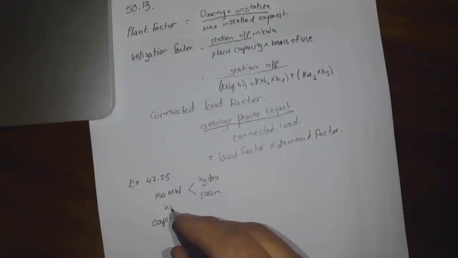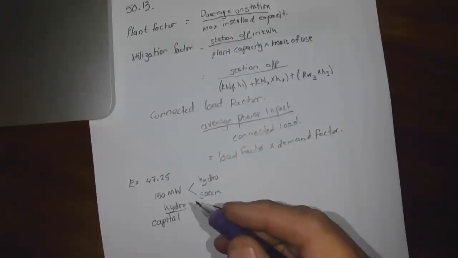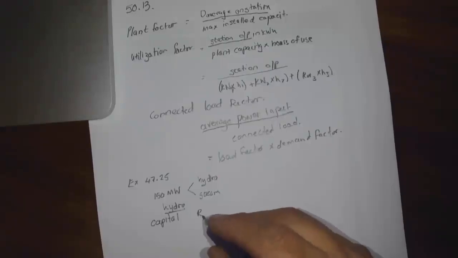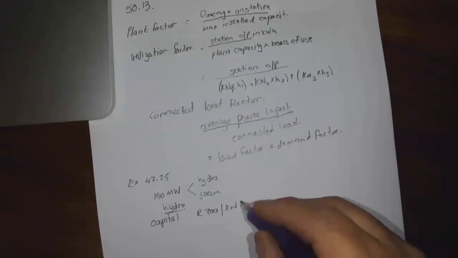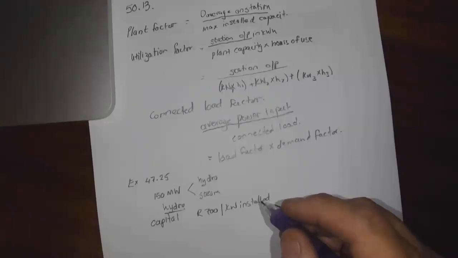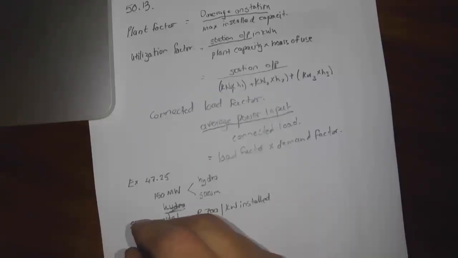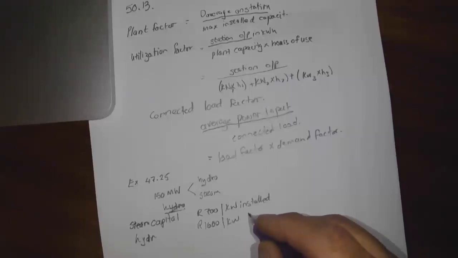All right, first of all, for steam, the capital cost is 700 Rand per kilowatt installed. And for a hydro, it is 1,600 per kilowatt installed.